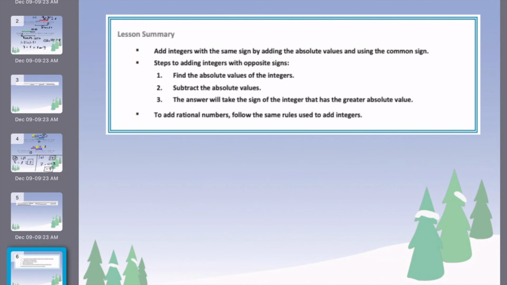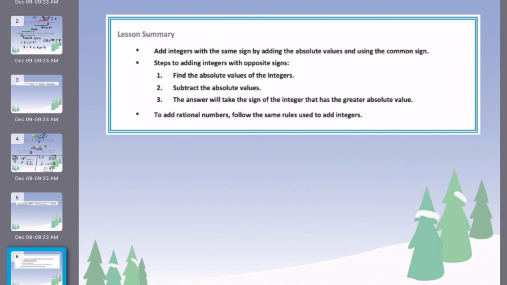My lesson summary. I can add integers with the same signs by adding the absolute values and using that common sign. I even have some steps here. This is going to be super great for you to write down. Steps to adding integers with opposite signs. First, find the absolute values of the integers. That is the first thing that you should be doing. Then you need to subtract the absolute values, and then the answer will take the sign of the integer that has the greater absolute value. To add rational numbers, follow the same rules used to add integers.